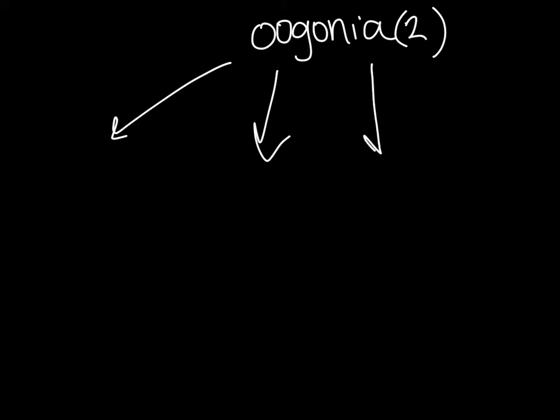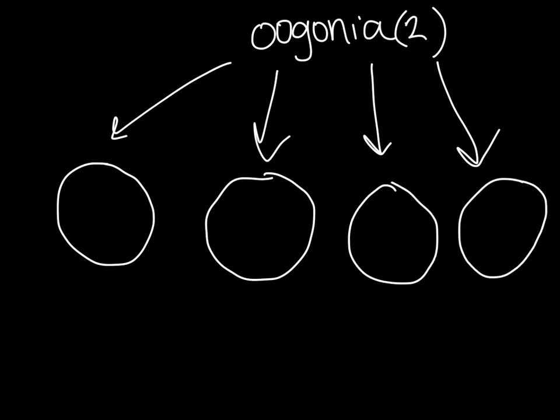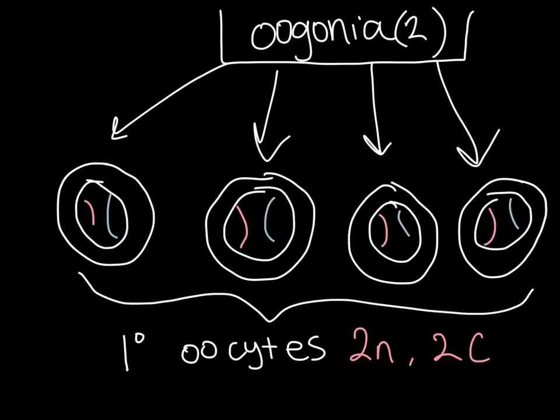So from the oogonia, we get 4 primary oocytes. These oocytes are genetically identical to those oogonia, which were genetically identical to the primordial germ cell. Each of these primary oocytes are 2N, because there are 2 sets of DNA, and they are 2C. We have 2 little C shapes, 2 chromatids.